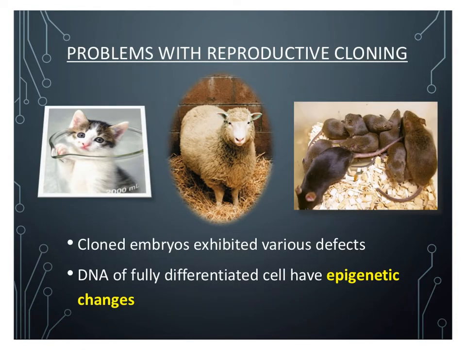Some problems with reproductive cloning. The cloned embryos exhibited various defects. There still was some mutation that occurs. And the DNA of fully differentiated cells have epigenetic changes that again help in those mutations. So what they found is if you take a nucleus from a sheep that is 5 years old, well, then the chromosomes in that nucleus are 5 years old.